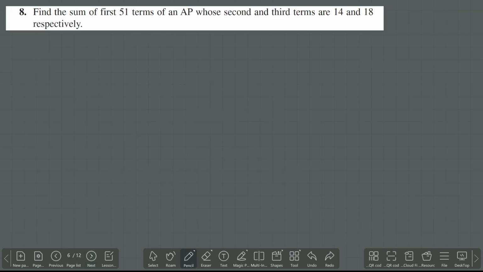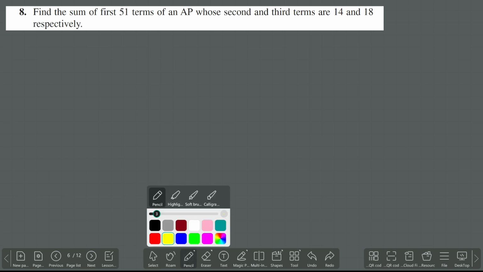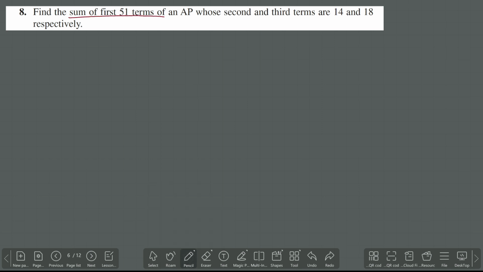Next, eighth one. Listen, guys. Sum of first 51 terms of the AP. Then what does it mean? Yes, 51. Find this, we have to find, question mark. The first, second, and third terms. Terms in the sense a2 and a3 respectively they are given. This is a2, this is my a3 respectively. That's it. By using a2 and a3 we have to find the a value and d value, then you can go inside.